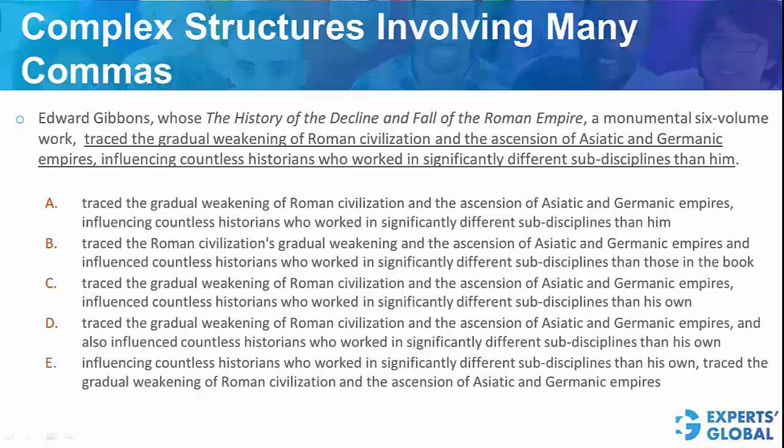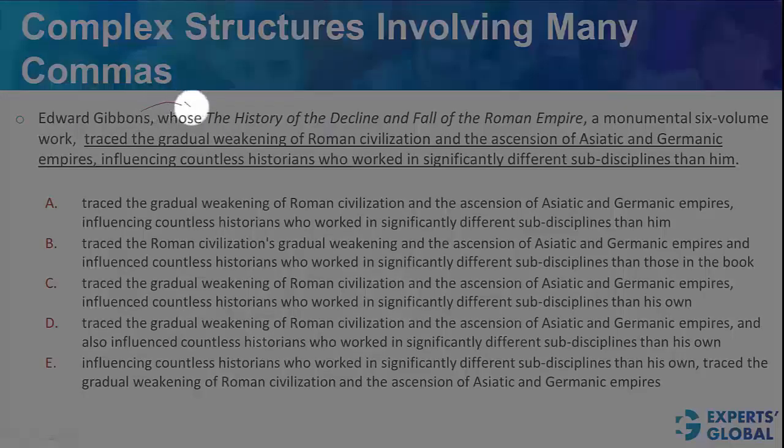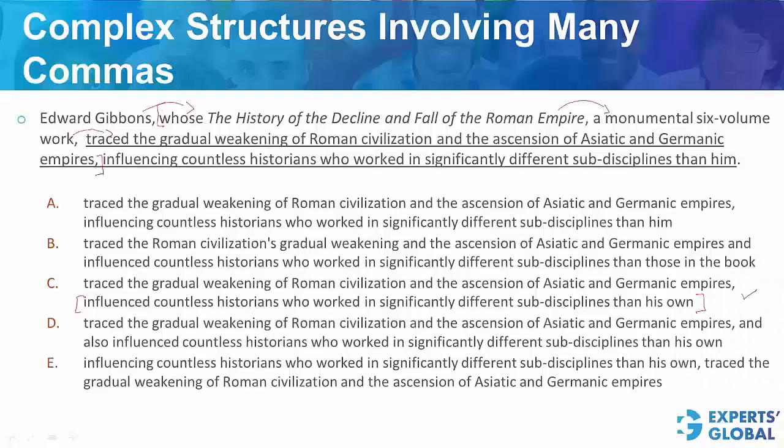Once again, very quickly, a person, something about his set of books, something more about his set of books, a bit more about his books, and therefore everything from here to here is about his set of books, and the core message is that Edward Gibbons influenced countless historians who worked in significantly different subdisciplines than his own. C is the correct answer choice.